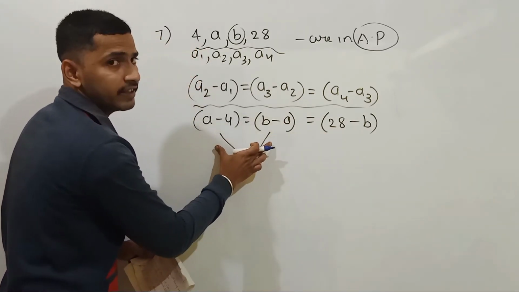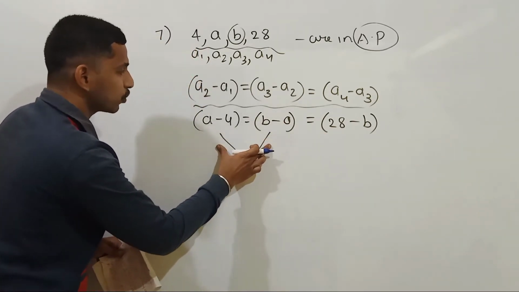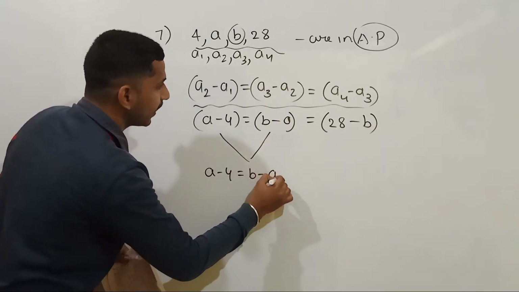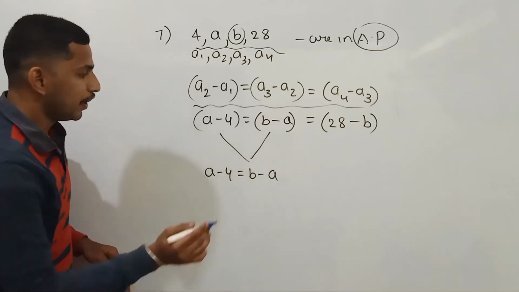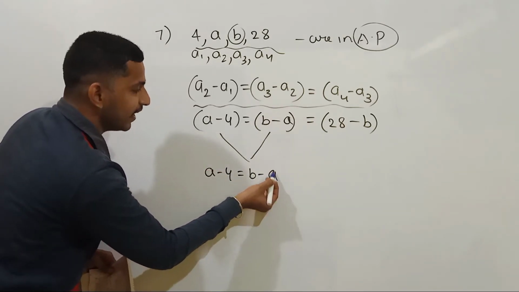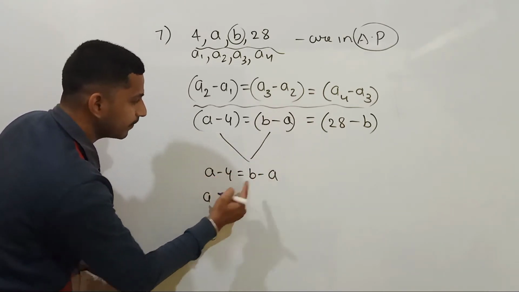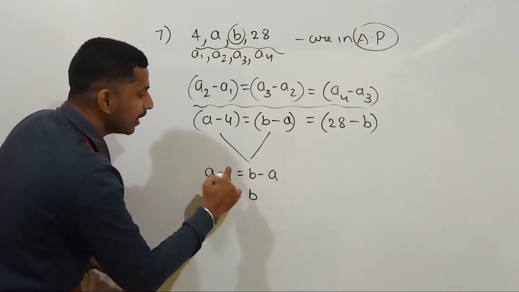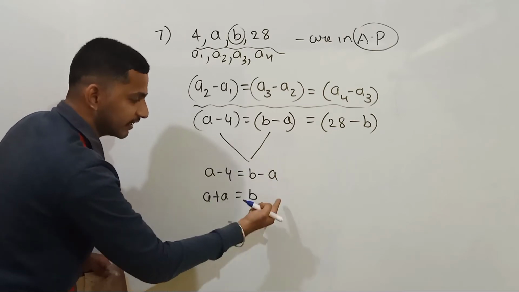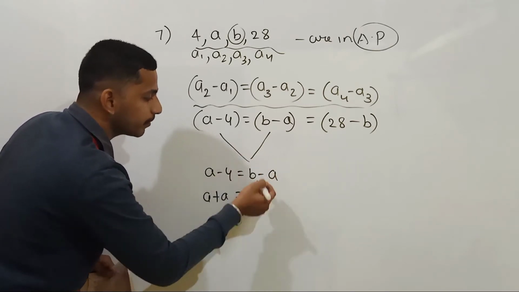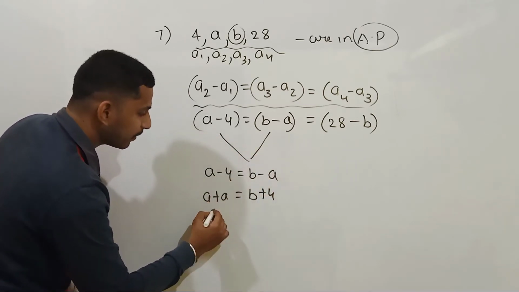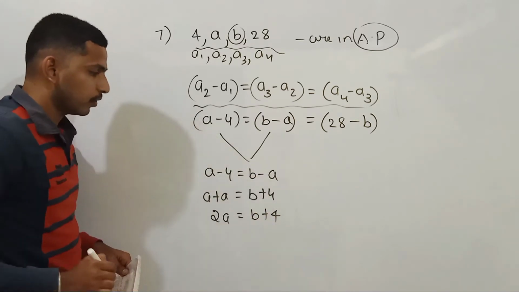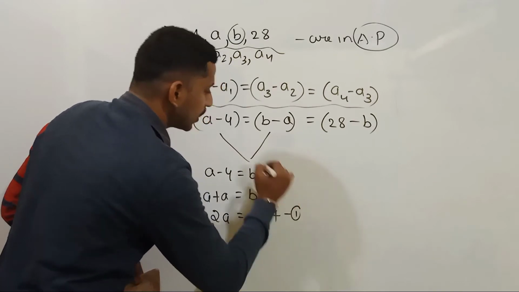Now, let us go with these. When we solve these both first, A minus 4 is equal to B minus A. Now, I will bring this minus A to the other side. That is, A minus A will become plus A, equal to B. Minus 4, I will take it to the other side, that is minus 4 will become plus 4. A plus A is 2A is equal to B plus 4. Name it as equation 1.